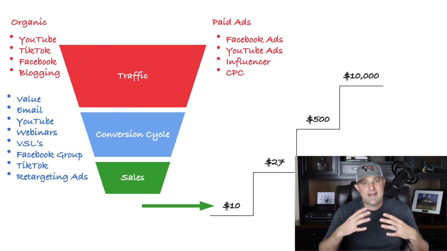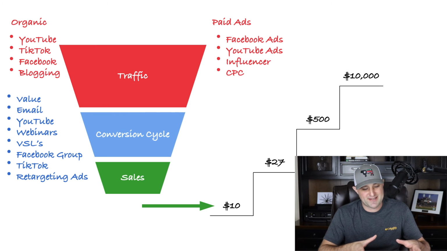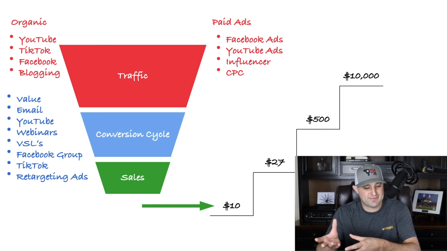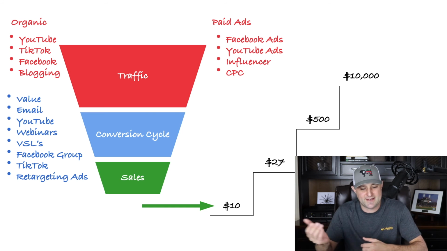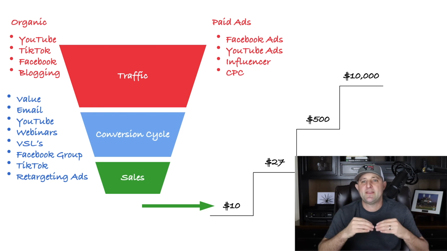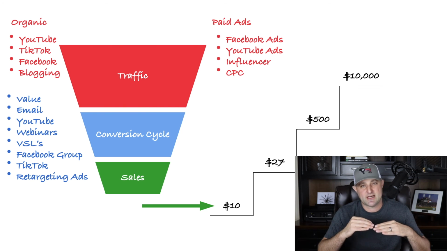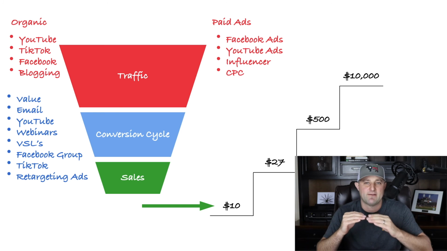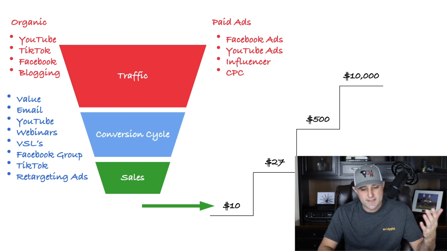Not everyone who buys a $10 product is going to buy a $27 product, just like not everyone who buys a $27 product is going to buy a $500 product, just like not everyone who buys a $500 product is going to buy a $10,000 product, of course. But here's where we put these two things together, and this is where the magic happens. This is what allows us to actually make more money if we're using organic traffic, or scale if we're using paid ads. So think of it like this.